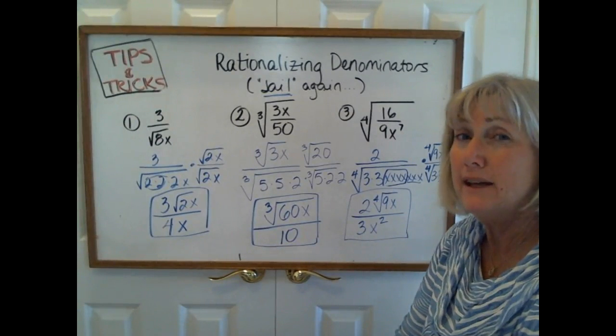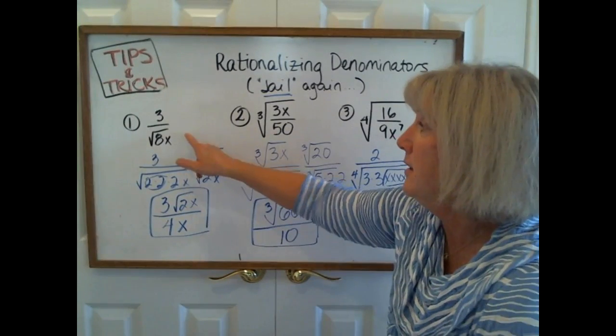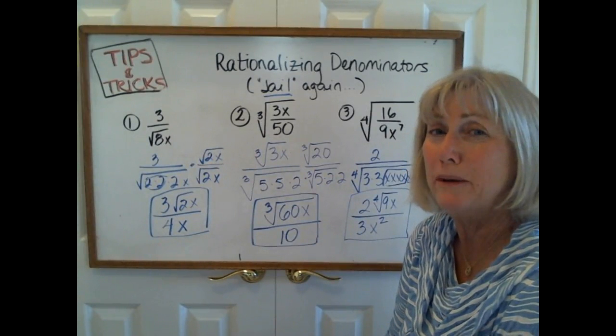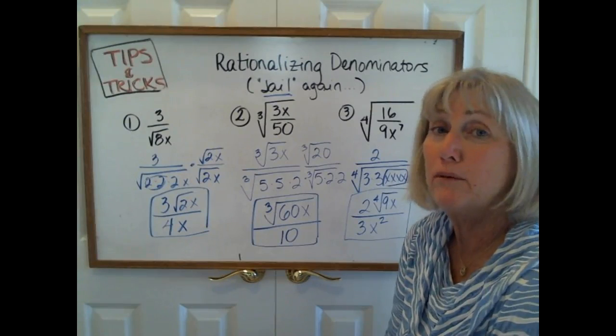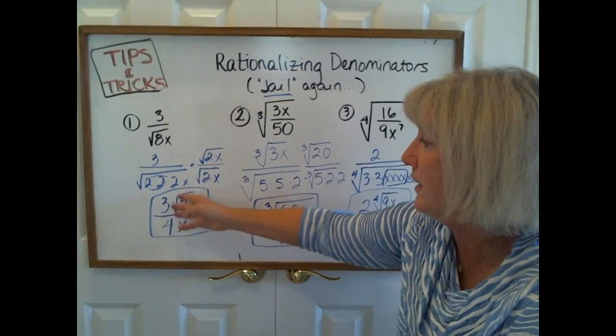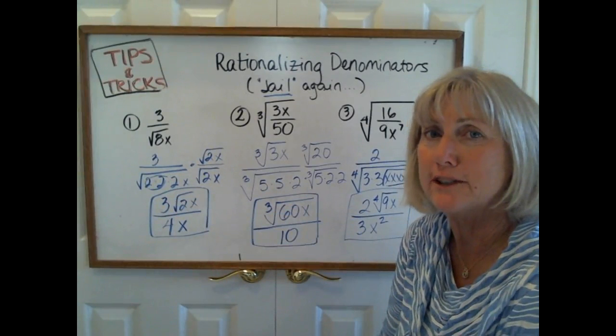So my main tip is to not just blindly multiply this by root 8x over root 8x because it makes it too big. It won't be wrong, but it will make it a lot harder for you, because then when you get down here, you'll have much bigger numbers and you'll have to reduce it.